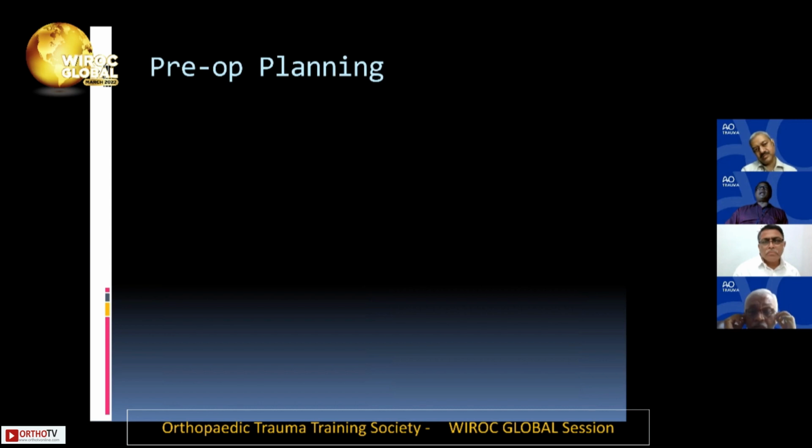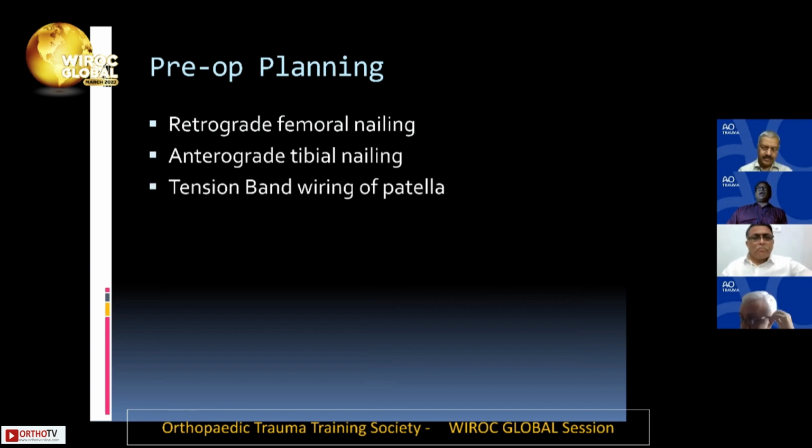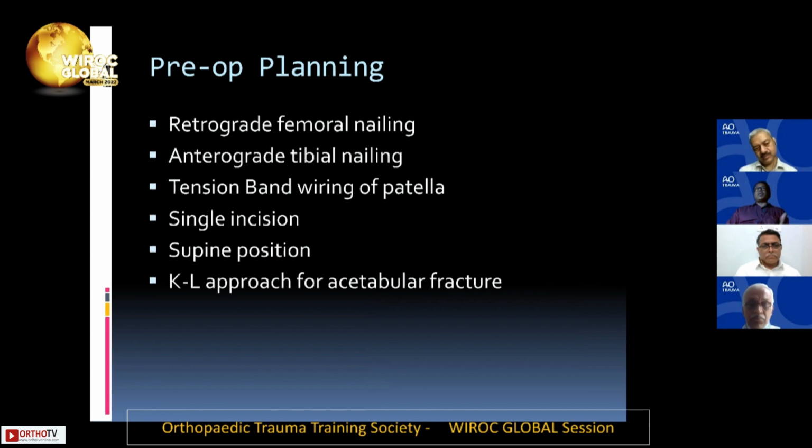So in pre-operative planning, we thought about a single incision, retrograde femoral nailing in this patient and anterograde tibial nailing. And because there is a transverse fracture of the patella, we thought about a tension band wiring. Now we can think about which one to do first. There are high chances of injury to other soft tissues, so it is better to take care of the femur fracture first. We do a retrograde femoral nailing first, then an anterograde tibial nailing, and at the end, tension band wiring of the patella, in a supine position.